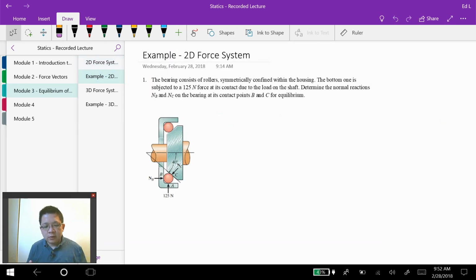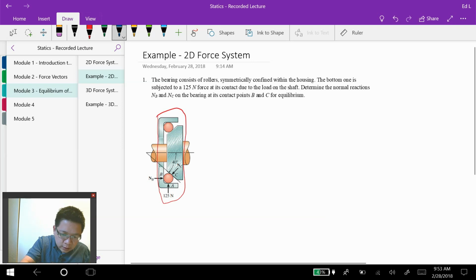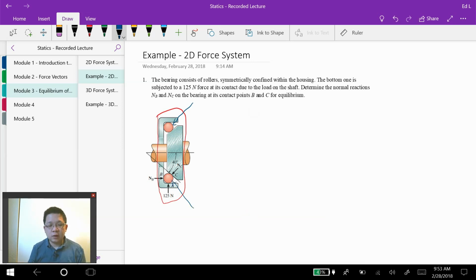A bearing consists of rollers. Basically, this is the bearing right here, and this is the rollers, symmetrically confined within the housing. So this thing here is the housing. The bottom one is subjected to a 125 Newton force at its contact due to the load on the shaft.